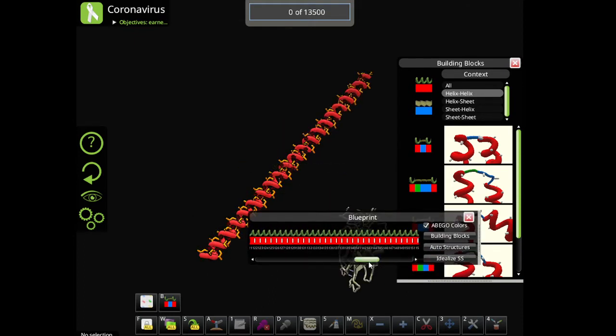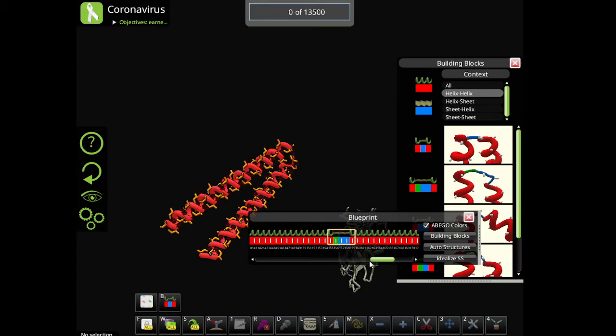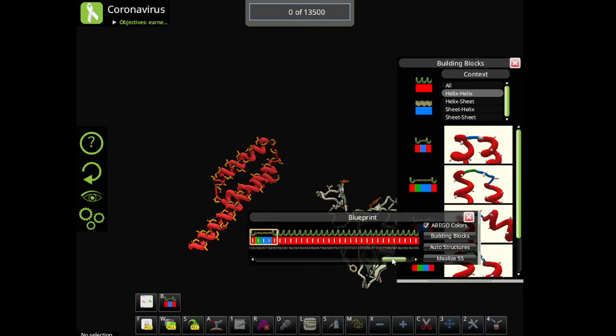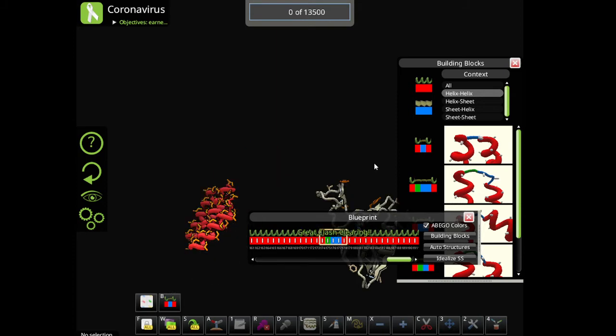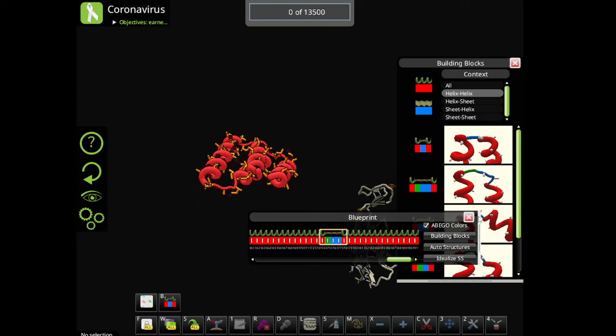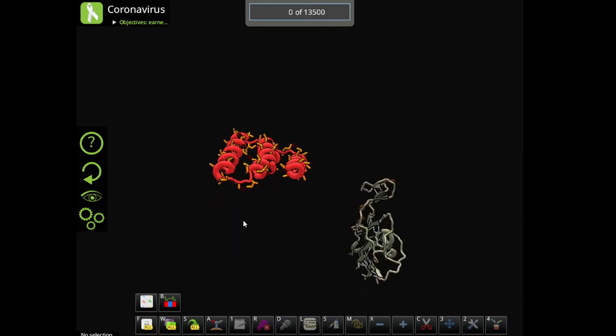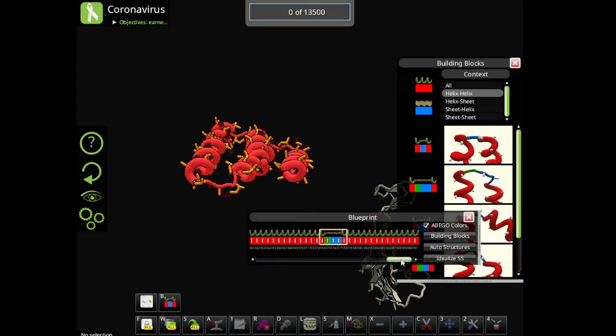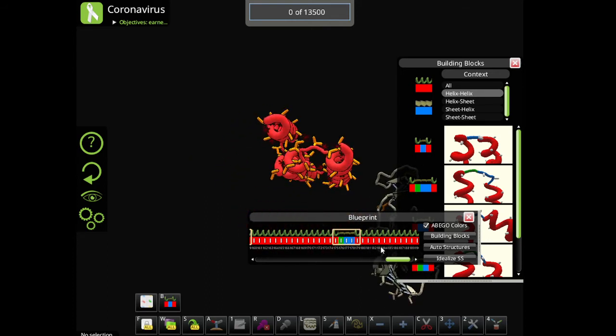Nope. Let me see. Okay. Here. And here. Here. This is a quadruple helices, even though this is not what I want. Well, let's change the angle of the protein.